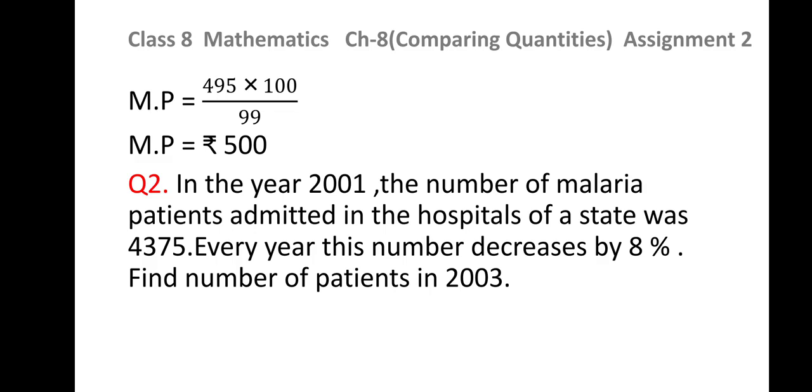Question number 2 is, in the year 2001, the number of malaria patients admitted in the hospitals of a state was 4,375. Every year, this number decreases by 8%. Find the number of patients in 2003.